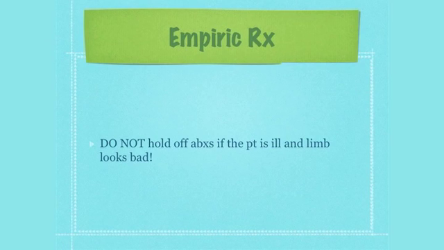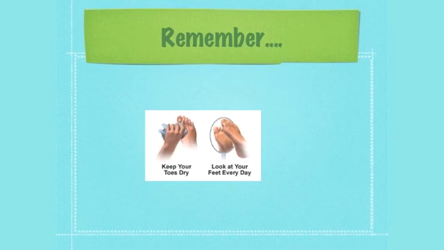That's when you call in your podiatrist, wound care center. If the patient looks like it has peripheral vascular disease and may benefit from a vascular procedure, get those guys on board as well. Do not hold off any antibiotics on the patient that looks ill. I think that's a given. Or the limb looks like it's rotten. Don't hold off on antimicrobials on those kinds of patients. Remember to keep your toes dry and look at your feet every day.